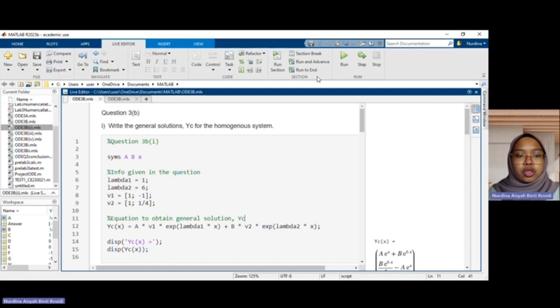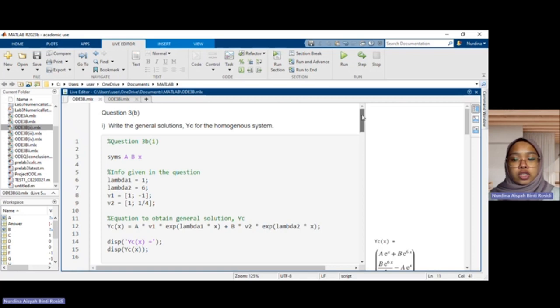Okay, for question 3b, the question is about a system of first-order differential equations, where the info given in the question is y1 prime, y2 prime, the eigenvalues for the system, and the eigenvectors for the system. So for the question, we need to find the general solution yc, the particular integral yp, the general solution of the non-homogeneous system, and also the particular solution y1 and y2 when the initial conditions are given.